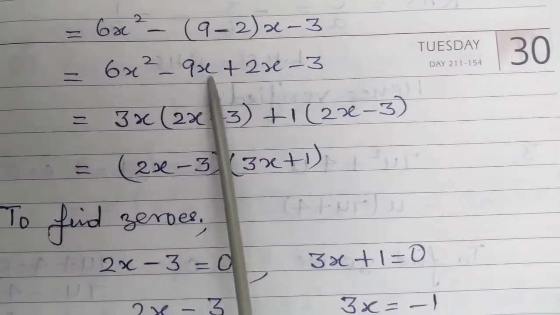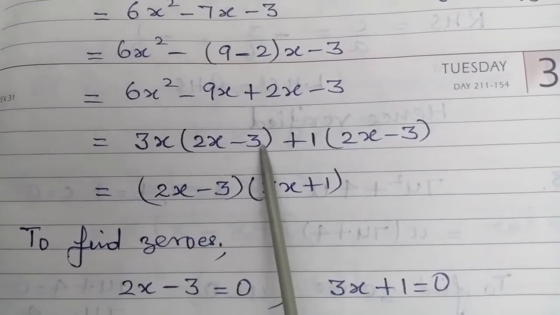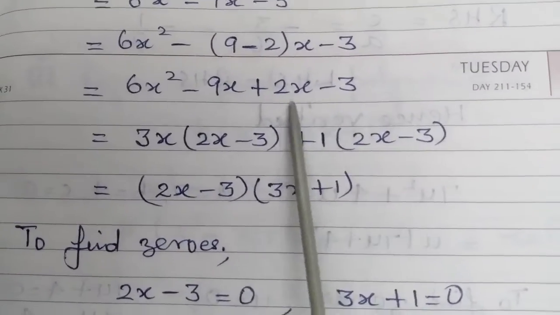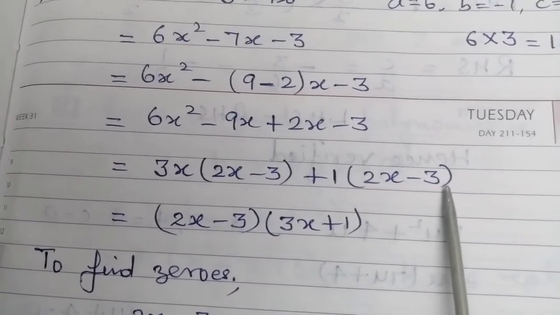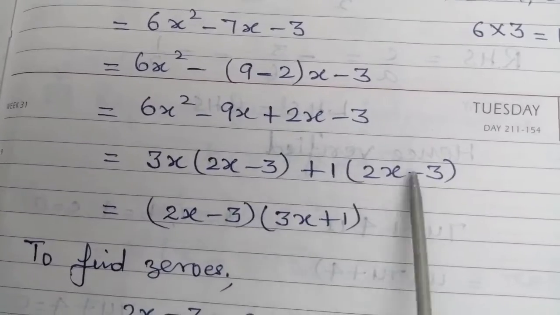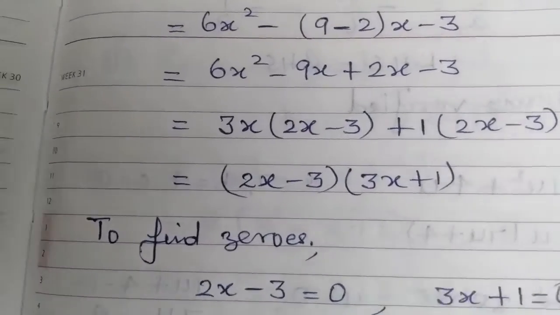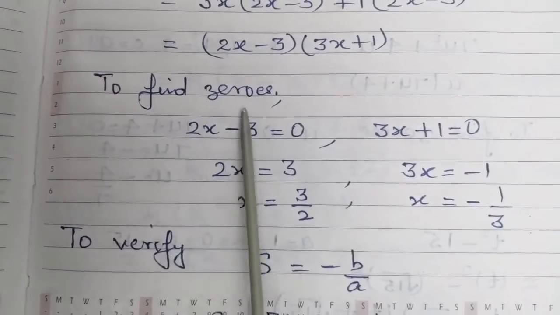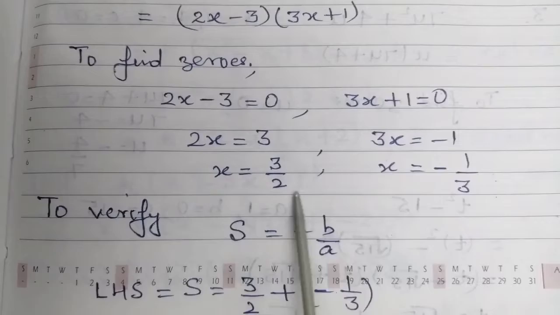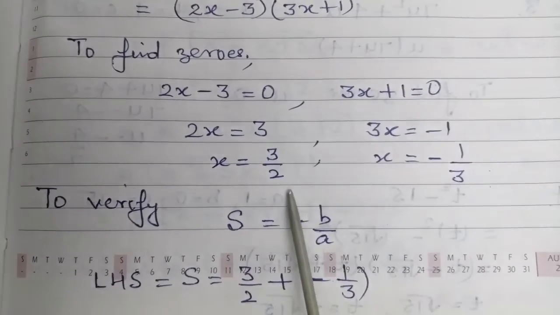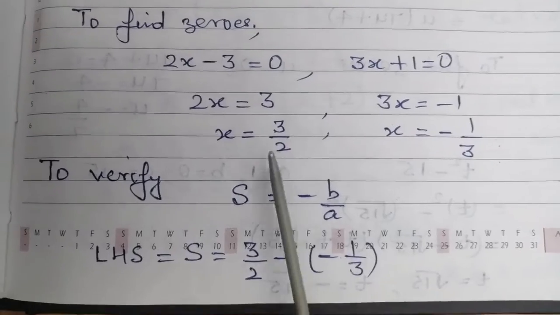Now from these two, what do we have common? From 6 and 3 we have 3x common. So you're left with 2x − 3, and from these two nothing is common, so we can take 1 common, so 2x − 3. So again 2x − 3 is common, so here you're left with 3x + 1. Now to find the zeros, take both the factors equal to 0, so you'll get the values of x. So x is equal to 3/2, and the second one is x is equal to −1/3. So we have found the zeros.